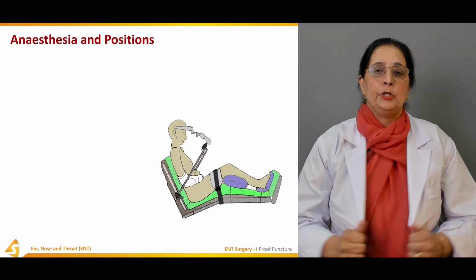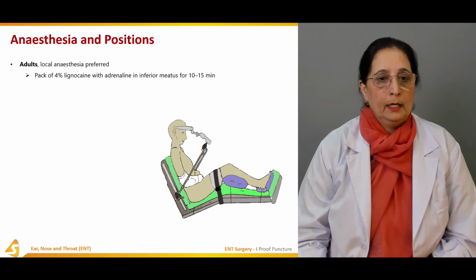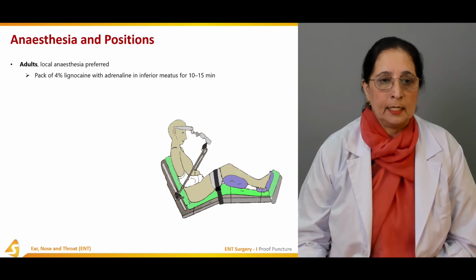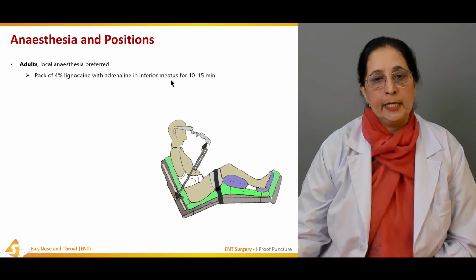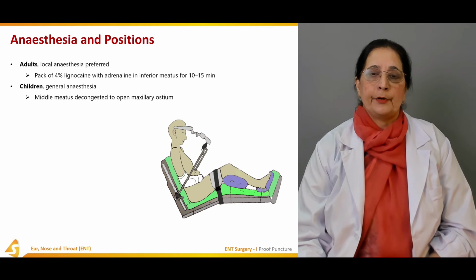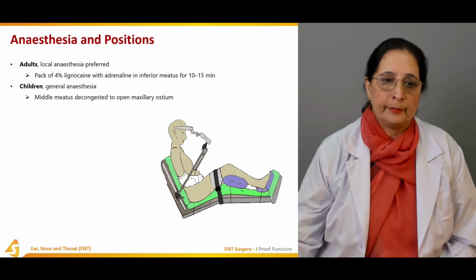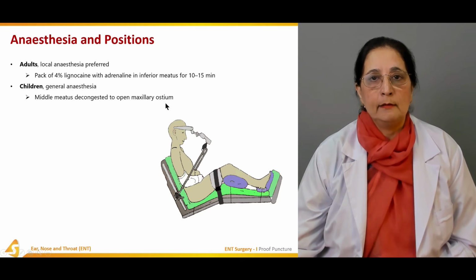Next, the anesthesia used for the procedure and the position of the patient. In adults, local anesthesia is the preferred anesthesia. A pack of 4% lignocaine with adrenaline in the inferior meatus for 10 to 15 minutes is applied. In children, general anesthesia is preferred, as children are not very cooperative. The middle meatus is decongested to open the maxillary ostium.